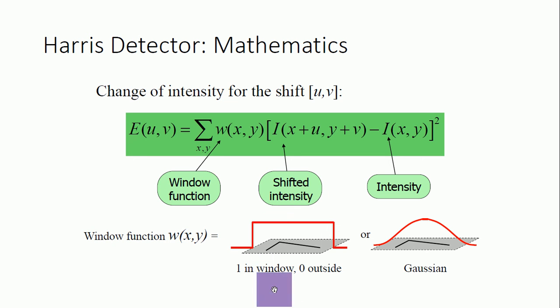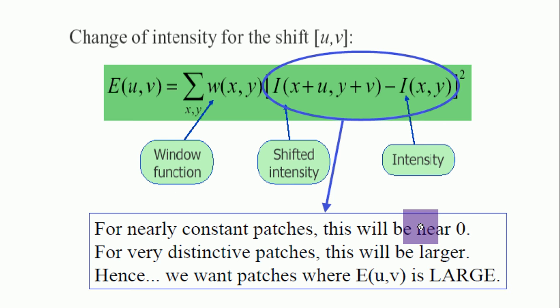Earlier we used a rectangular window function; now we use a Gaussian window function. Why the Gaussian? Because the Gaussian is symmetric on both sides. The change of intensity for the shift (u,v) for nearly constant patches will be near zero. For distinctive patches this will be large, hence we want to find the (u,v) where it is large. So how will it be found?